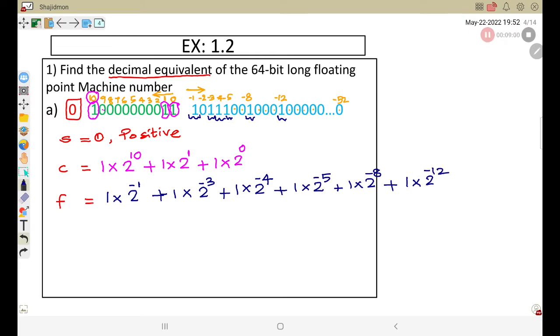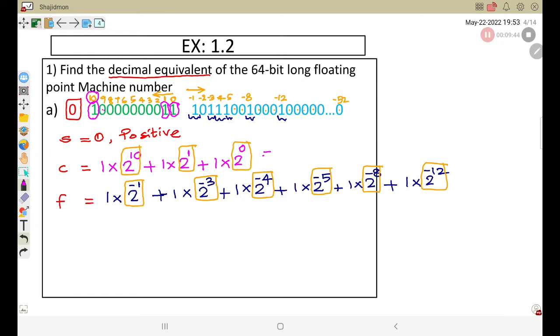Okay, I hope you understood how we are changing. Now when we are writing, it is not necessary to write this one. You can write like 2 power 10 plus 2 power 1 plus 2 power 0 only, because 1 multiply 2 power 10 means same 2 power 10, correct? So that you can save your time. So you can enter it in your calculator also the same way, 2 power 10 plus 2 power 1 plus 2 power 0. Okay, same way in the fractional part also you can write only 2 power minus 1 plus 2 power minus 3 plus 2 power minus 4 plus 2 power minus 5 plus 2 power minus 8 plus 2 power minus 12. Okay, it is easy to write like that.